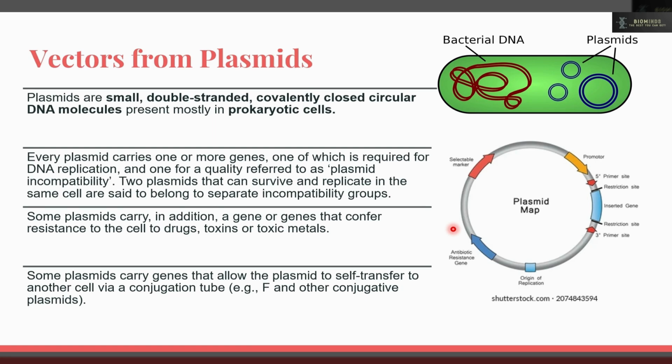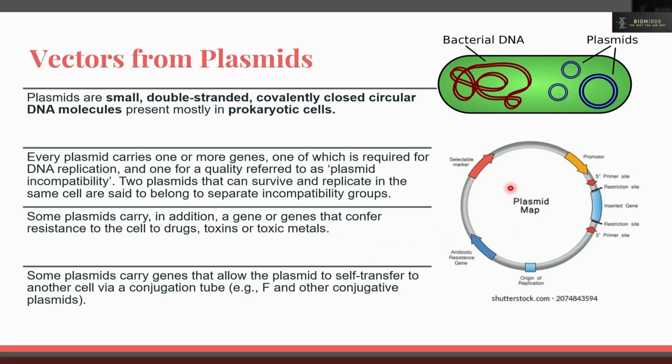The next step is that I have to cut the vector and insert the insulin gene into the vector using the enzymes which we have already discussed, that is restriction digestion and ligation. After that, the recombinant DNA is ready, and that recombinant DNA will be used for the production of insulin on a larger scale.